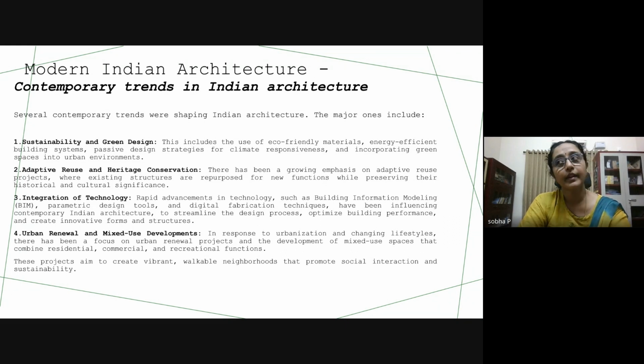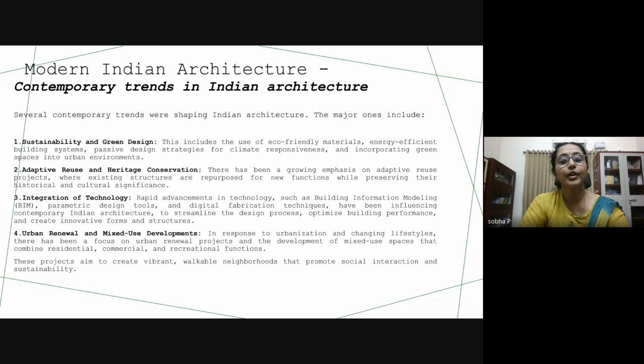Then came technology integration, which has had rapid advancements. The most important are building information modeling and digital fabrication techniques. They have been influencing contemporary Indian architecture in order to streamline the process, optimize the performance, and also to create innovative forms and structures.